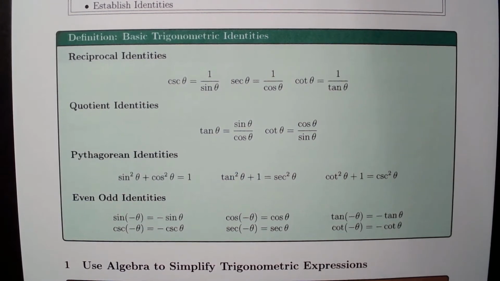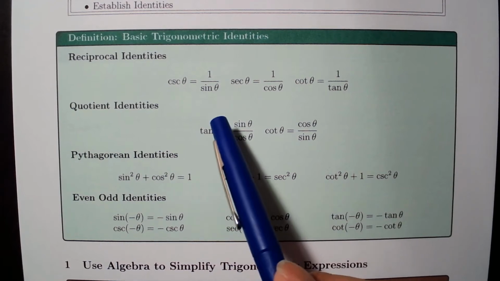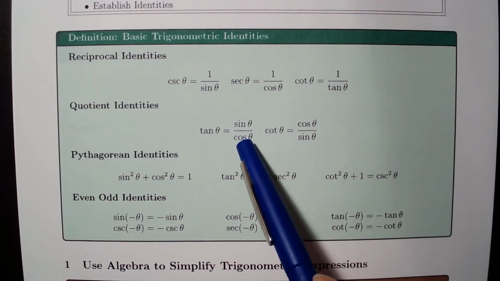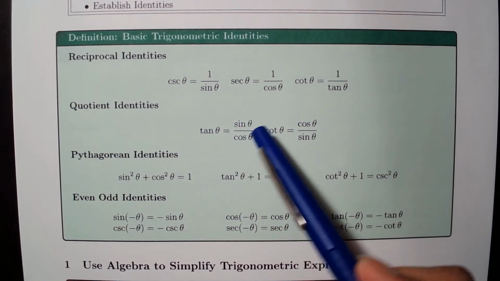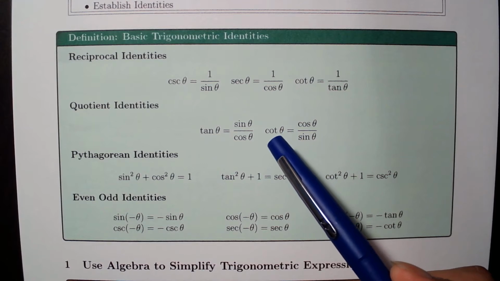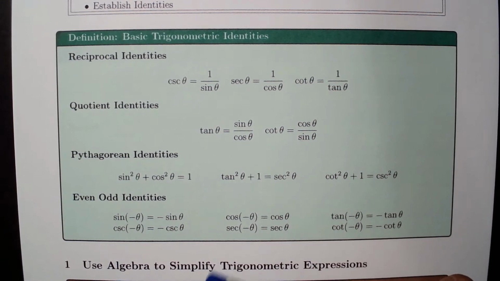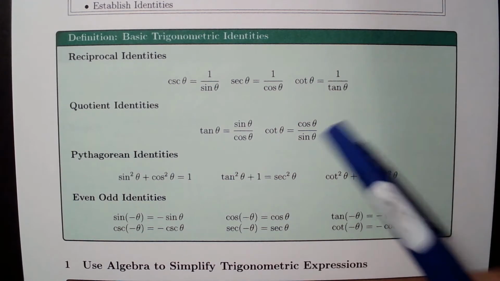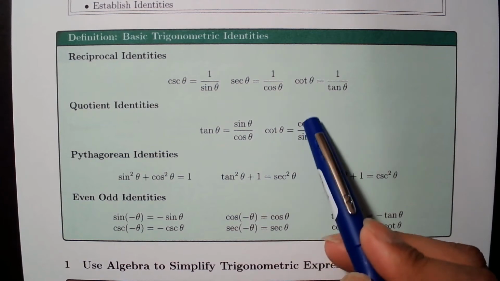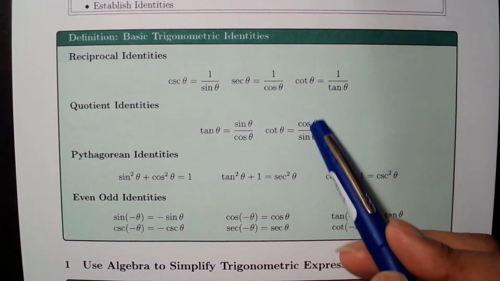These are called the quotient identities, in which tangent equals sine over cosine. This comes from, you might remember, tangent equals y over x, where y is the sine coordinate of the point in the circle and x is cosine. Cosine is the x coordinate of the point in the circle of radius r. And cotangent is the reciprocal, as we saw here, so that will be cosine over sine.